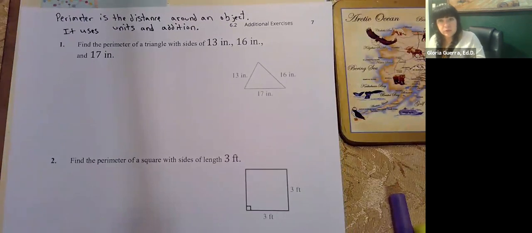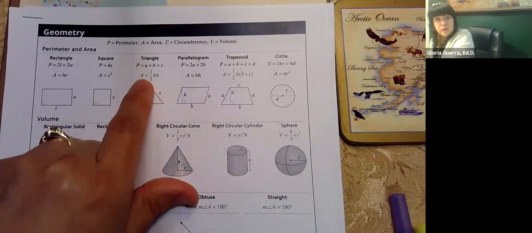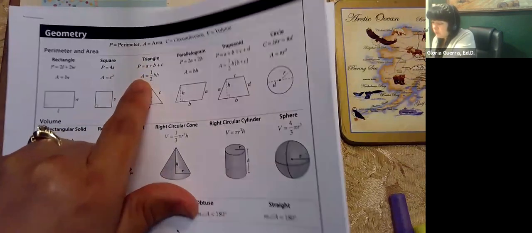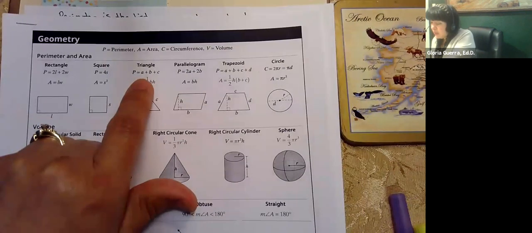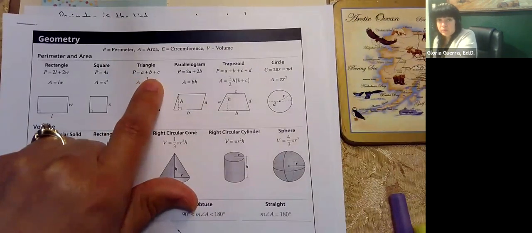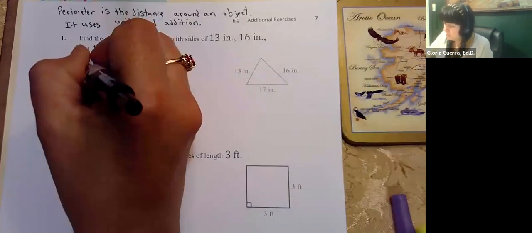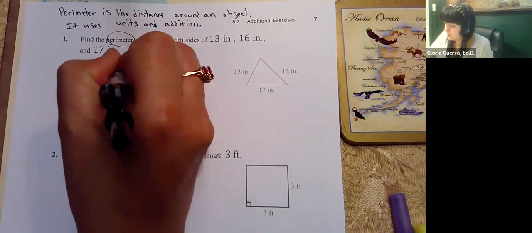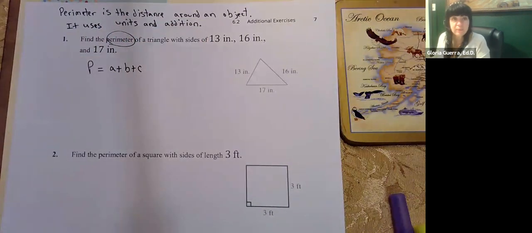The reason I say it uses just units is that computing area uses units squared, and computing volume uses units cubed, but perimeter is just plain units. So you want to make a note of that. For the perimeter of a triangle, look at this triangle. I want the P because we're finding perimeter. P for perimeter is defined as A plus B plus C.